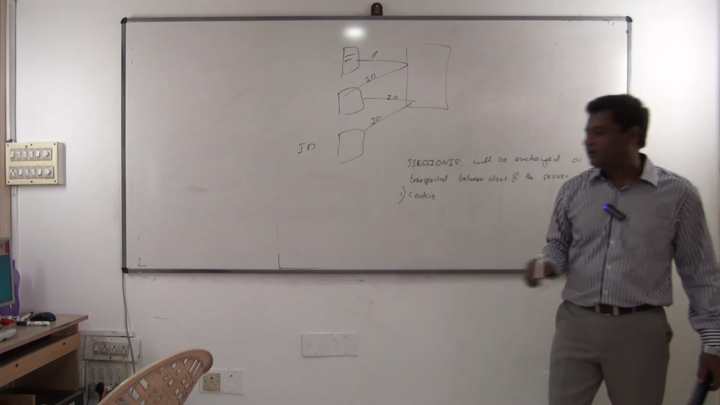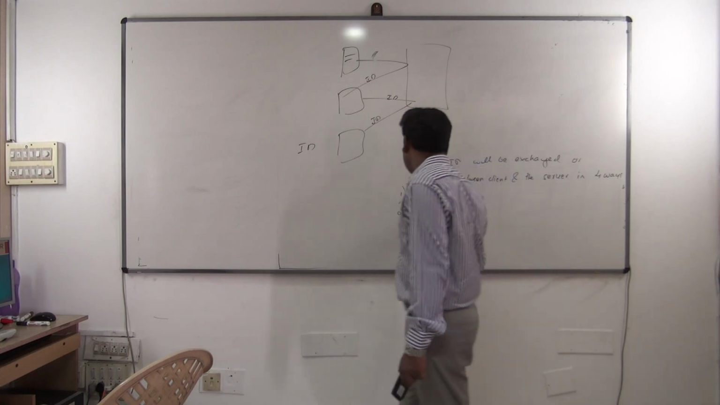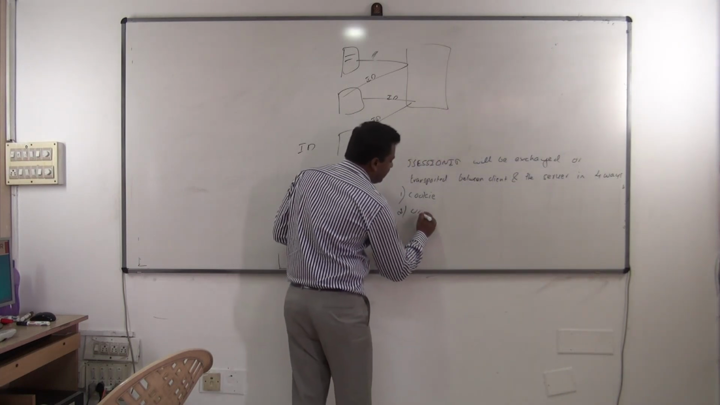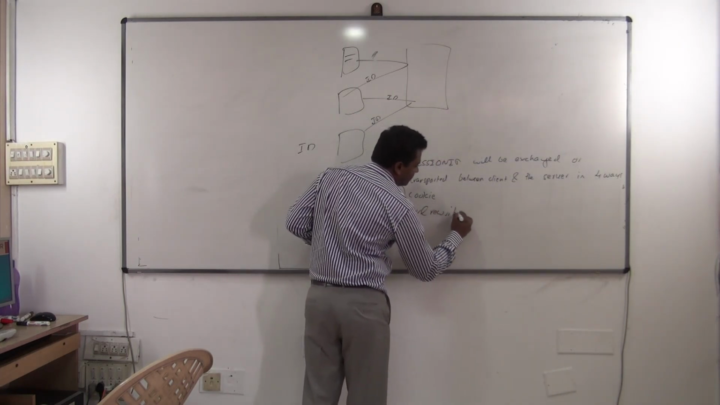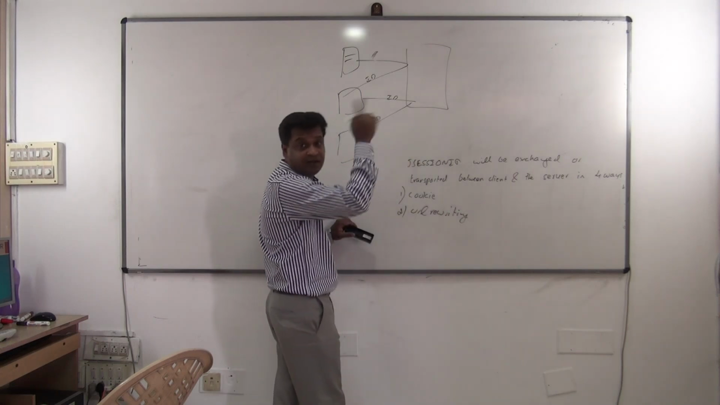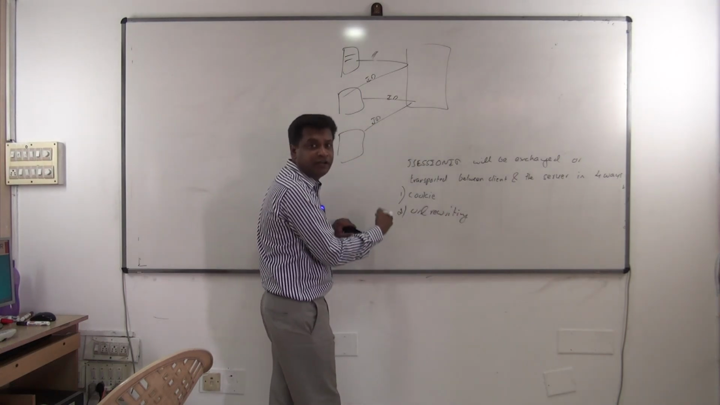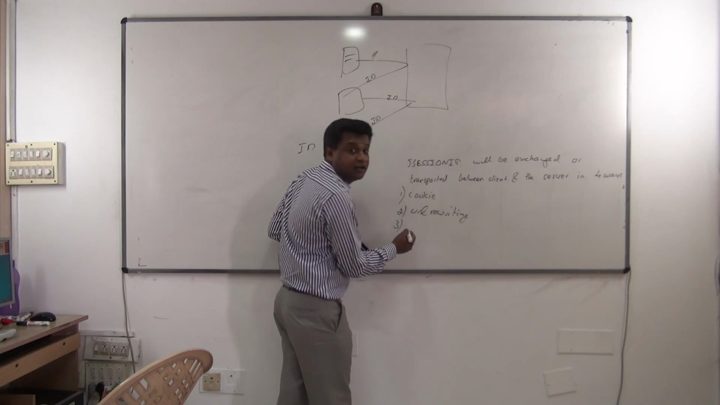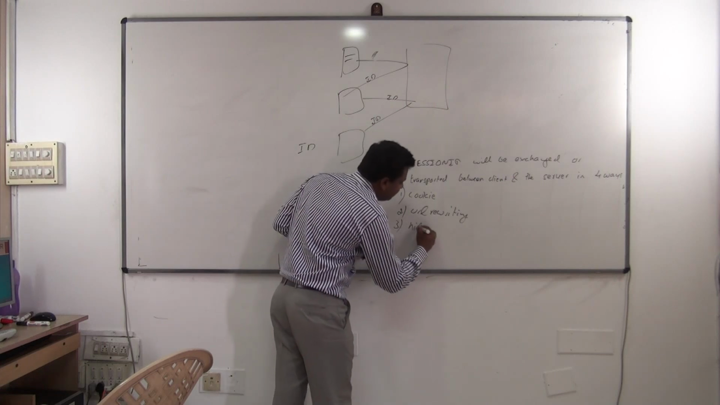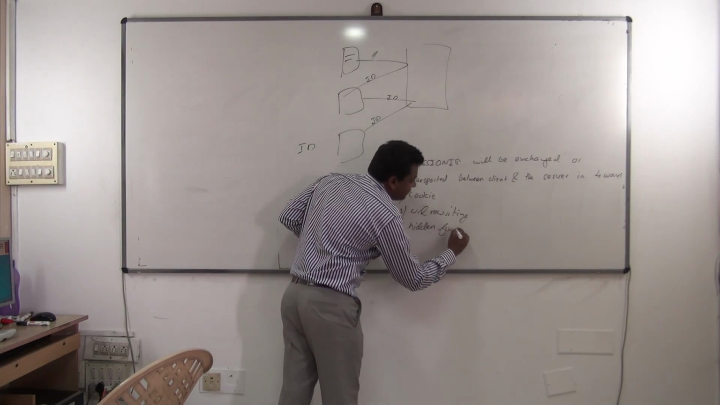Are you clear? Yes. The other way, okay, is URL rewriting. How is the ID coming now? In the URL. 1, it can come in the cookie. 2, it can come in URL rewriting. 3rd, it can come in hidden form fields. I have to give you all these examples.